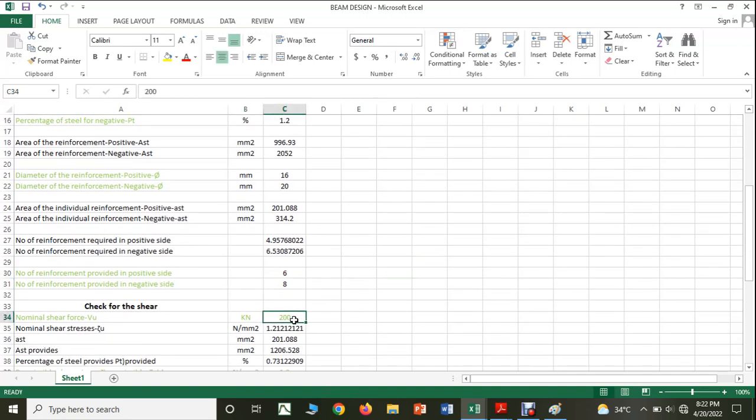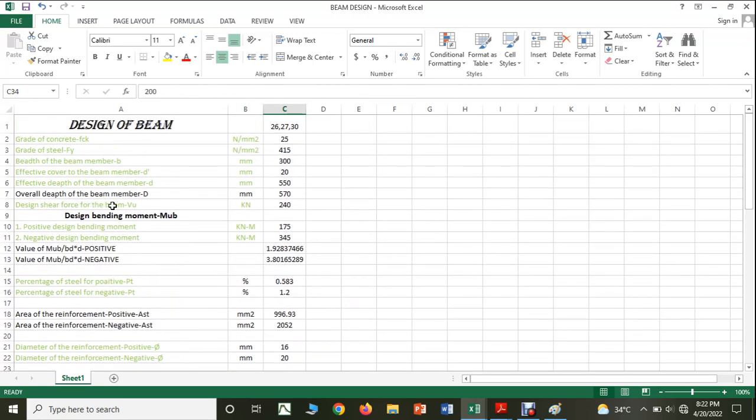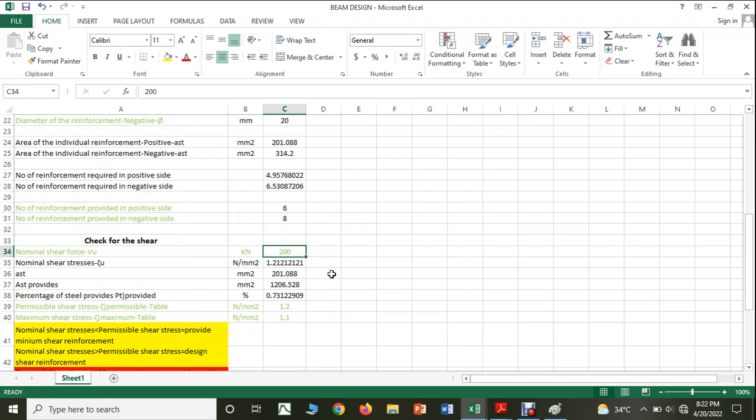Now when it comes to the nominal shear value, you are supposed to give the value of Vu as 240. Okay, the value of Vu is 240. So correspondingly the nominal stress value that you are going to get will be 1.45. Okay, you can reduce the value as 1.45.